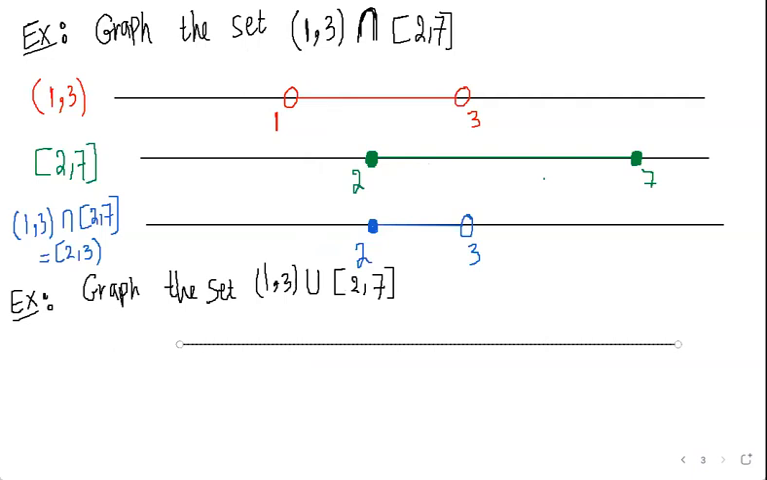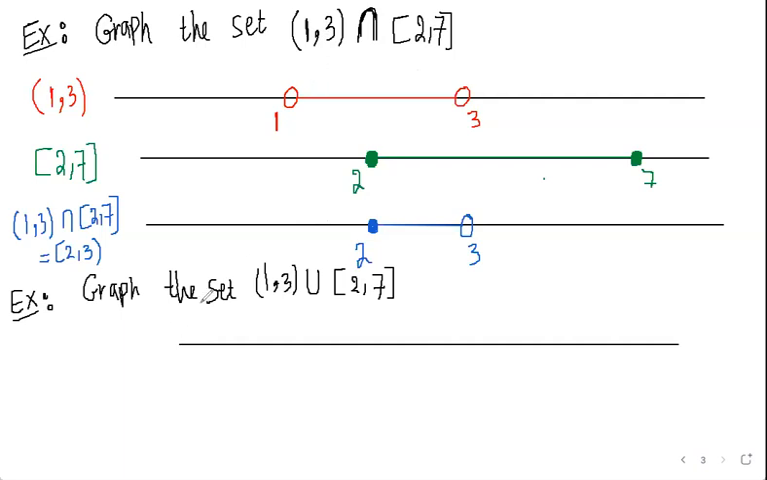So Professor, what does the symbol in the middle mean again? This is union. I know the U means union, but the first one, graph the set 1, 3, and in the middle is the intersect. Yes, intersection. Here is the union. So if you need to read it, it's the open interval intersect the closed interval. Here is the open interval union the closed interval.